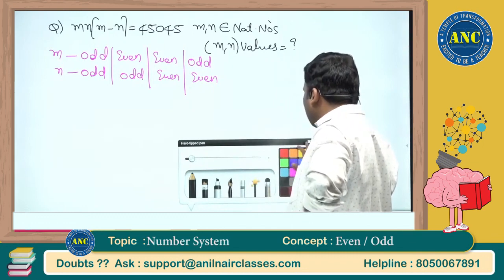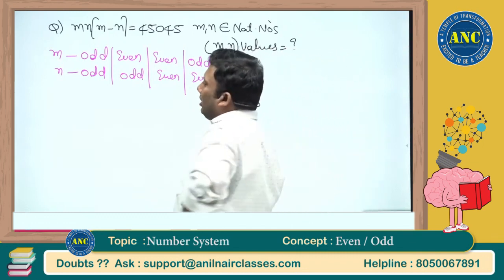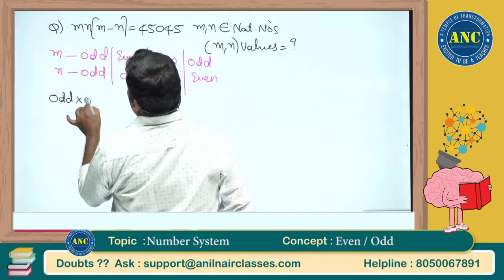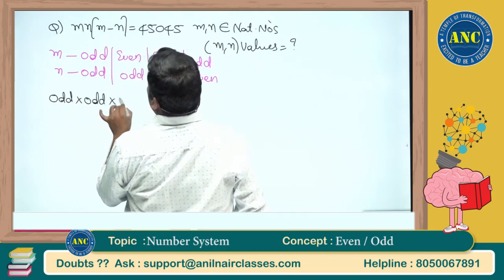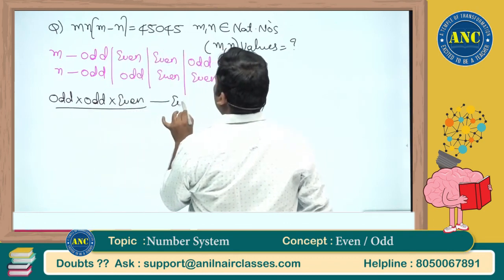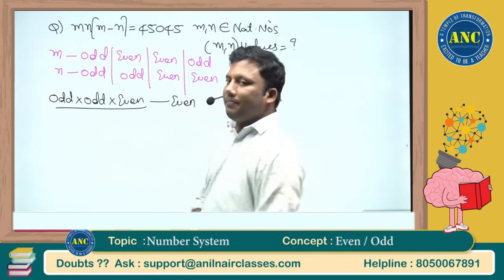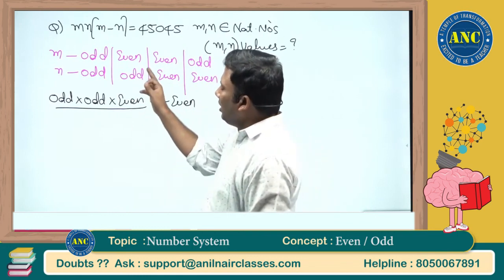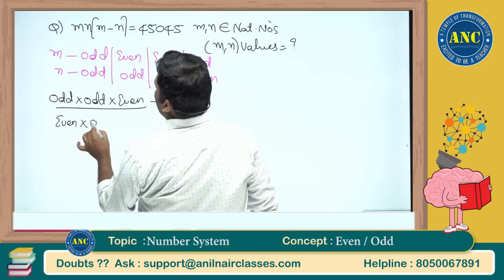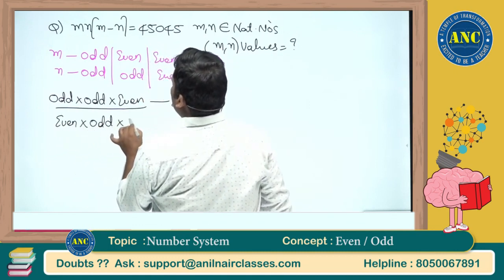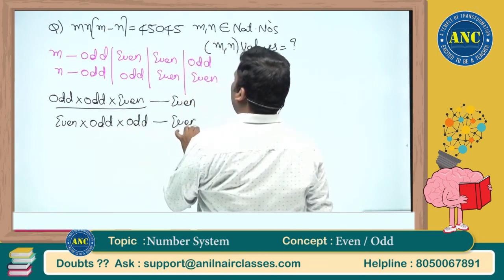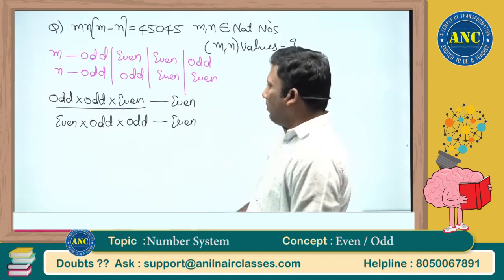Now listen carefully. First case, M is odd, N is odd. Odd minus odd is an even number. Any number multiplied by an even number is an even number. M is even, N is odd: even minus odd is odd, but any number multiplied by even is an even number.